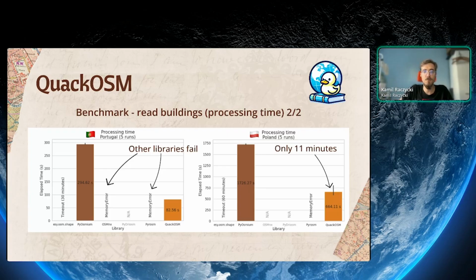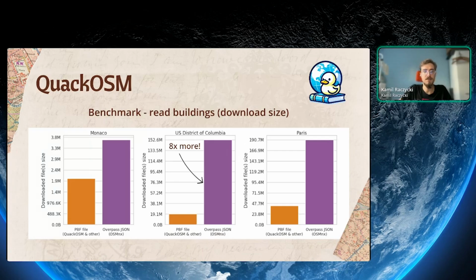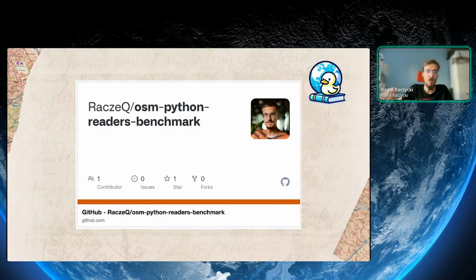And if we want to compare benchmark for download size, OSMNX downloads Overpass responses and saves them to file. And basically, as you can see, JSON responses take 8 times more space than a compressed PBF file. So that's another part that you can look at. And if you want to see the whole benchmark, then I have a repository with this benchmark available.